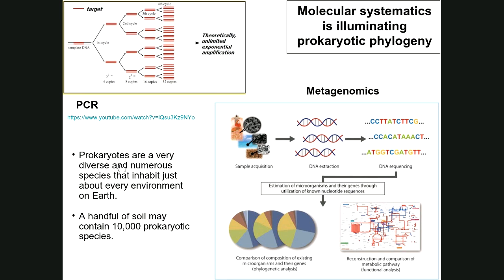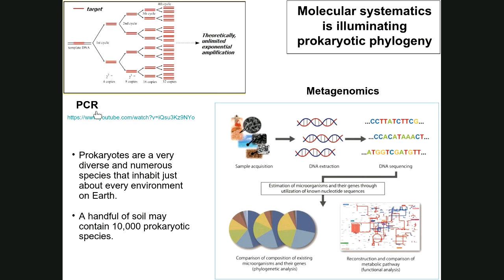So here it's showing you prokaryotes. When metagenomics is performed, prokaryotes are very diverse and numerous species that inhabit every environment on Earth. So what they discovered is basically if you take a handful of soil, it's probably going to contain at least up to or more than 10,000 different prokaryotic species just in that handful of soil that you scoop up. So what they do for metagenomics, collect a sample, and they're showing you different places they could collect an environmental sample. Then what they'll do is they'll extract DNA from any organisms in that sample. They'll take that extracted DNA and they'll perform PCR.